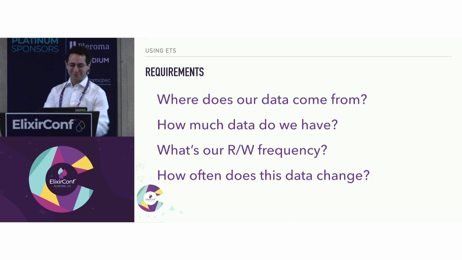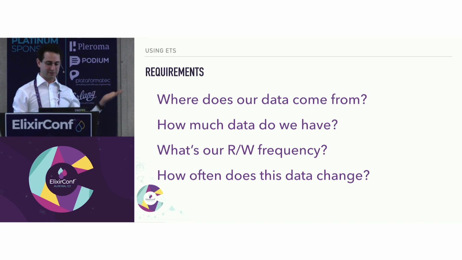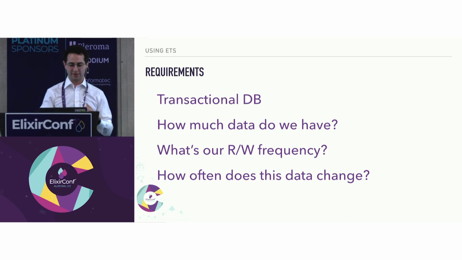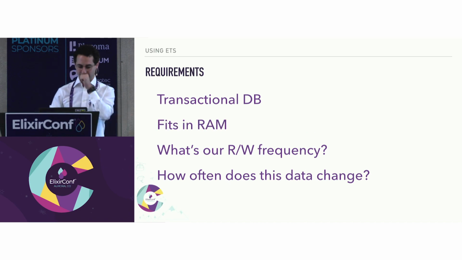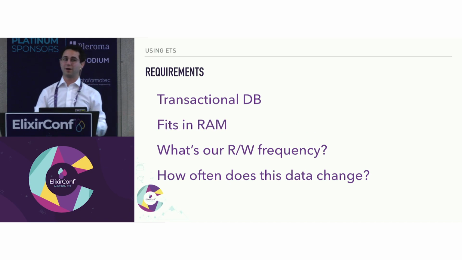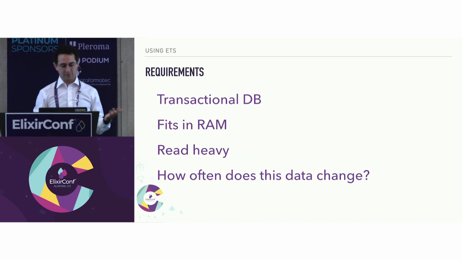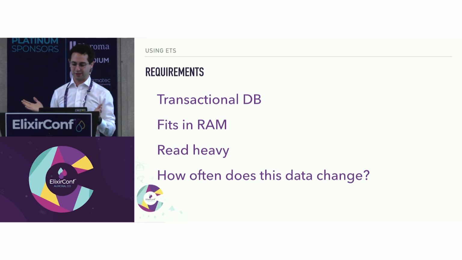To guide implementations with ETS, I like to ask a few questions about our requirements. So in our case, where does data come from? For us, it's a transactional database. Our data set is different from most Elasticsearch implementations. It's not billions of documents. It's not terabytes of data. It fits in memory on a pretty modest machine. And once we index the data in, we're only reading it. The library doesn't change unless we want it to change.